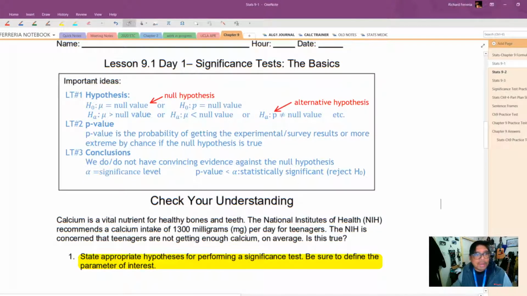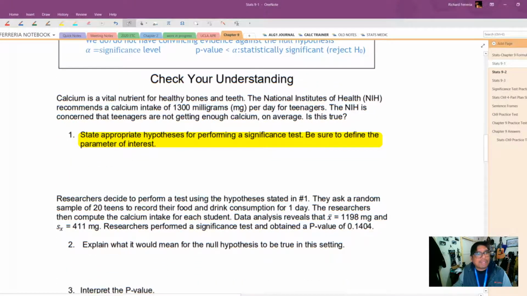Let's take it to check your understanding now. Calcium is a vital nutrient for healthy bones and teeth. The National Institutes of Health recommends a calcium intake of 1,300 milligrams per day for teenagers. The NIH is concerned that teenagers are not getting enough calcium on average, and is that true? So state a hypothesis for performing a significance test, and make sure we defined the parameter of interest.